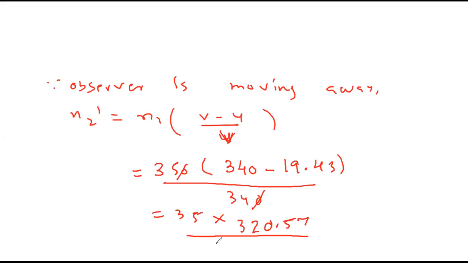upon 34. Now 35 into 320.57, divided by 34, it is coming 329.99. So you can say nearly 330 hertz. Solved.